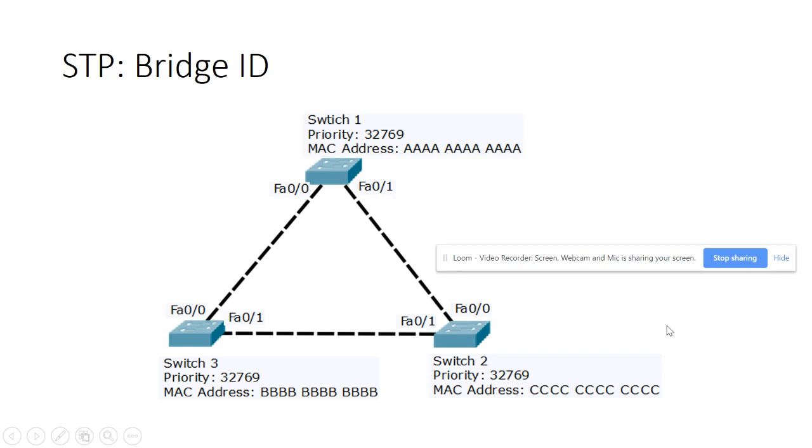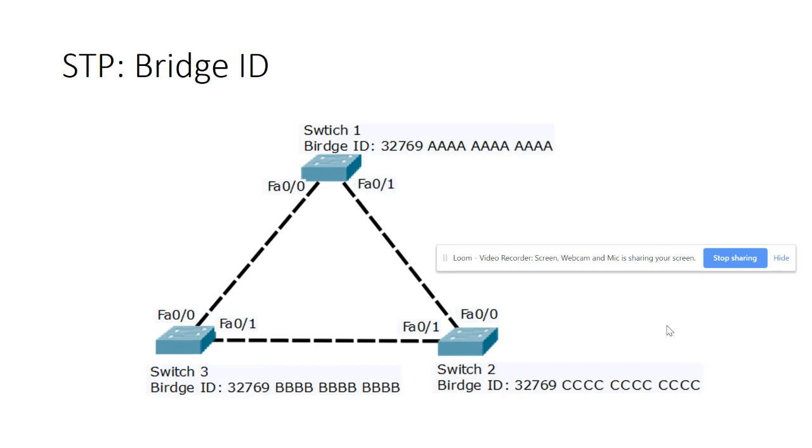This bridge ID is sometimes represented as a combination of priority and MAC address. So the previous example is represented with one bridge ID, where the left side part is the priority and the right side part of the ID is the MAC address.